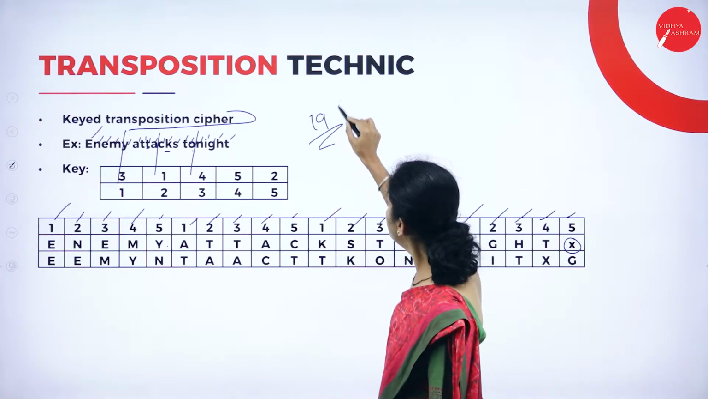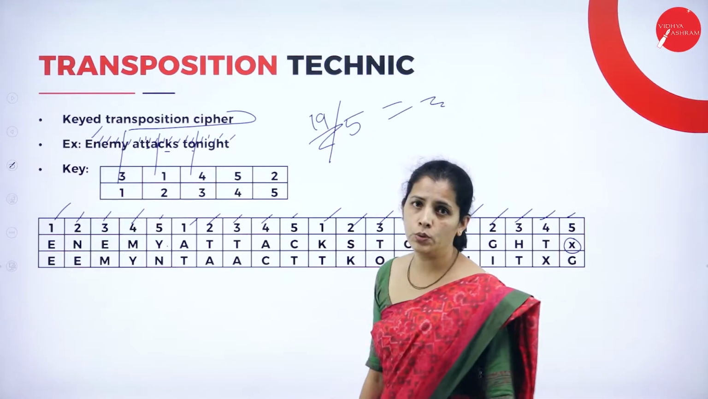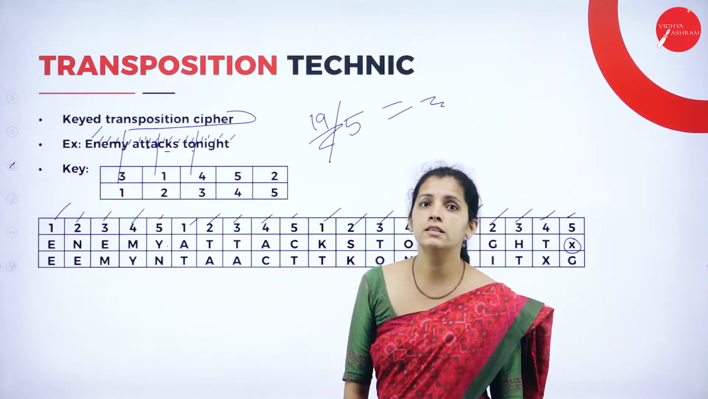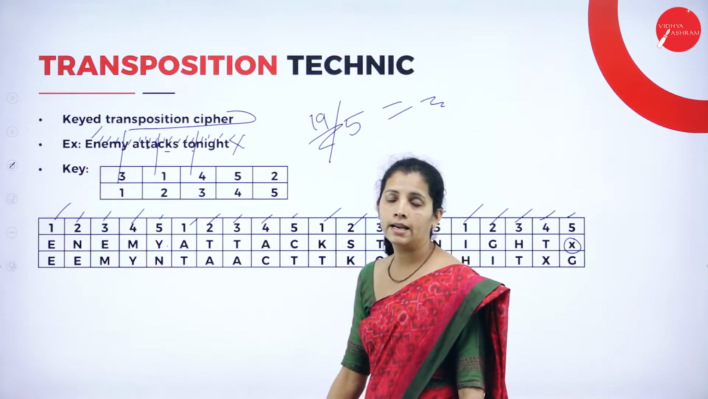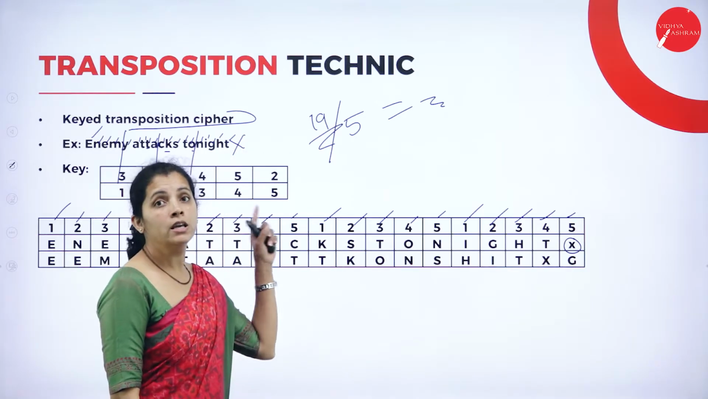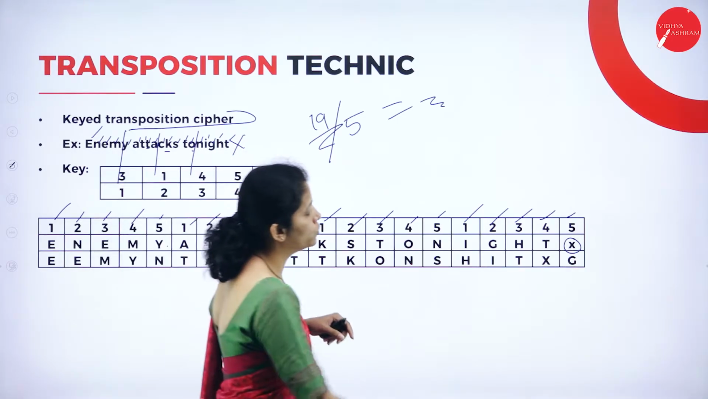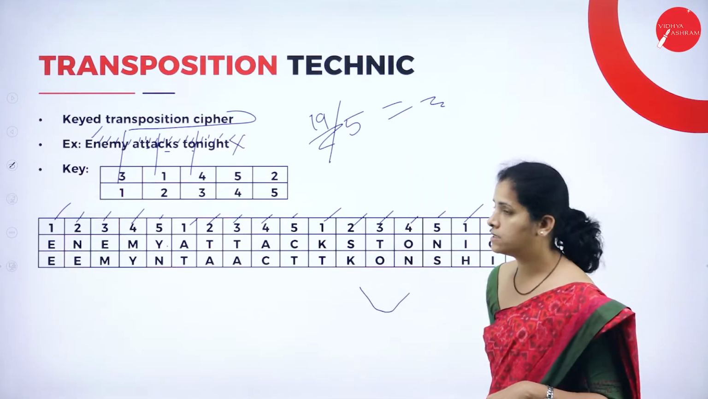But if I divide 19 by 5, I'm going to get a fractional value, which I cannot consider. For that reason, I'm going to add one dummy character or one filler character at the end of the given plain text. So I'm going to place X at the end of the plain text.